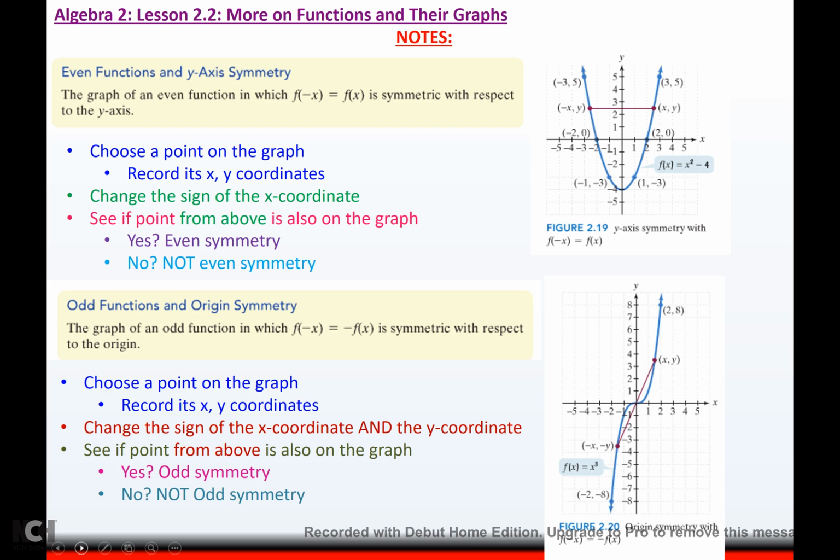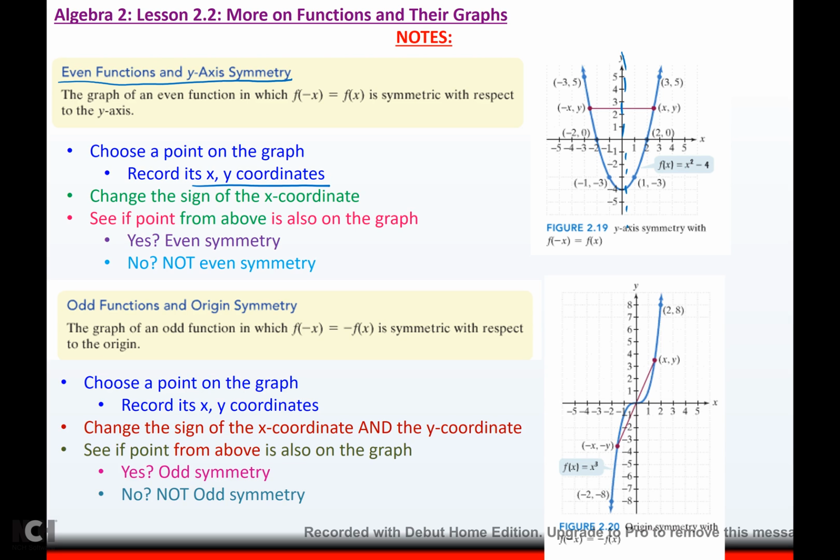Alright, symmetry. It's the same stuff. Basically, if it's an even function, then it has y-axis symmetry, meaning the y-axis has to cut the function in half. And again, they're not even going to give you an equation. They're just going to give you x, y coordinates. They're going to give you a graph. You're going to pick x, y coordinates off it, and you're going to see if it's even or odd.